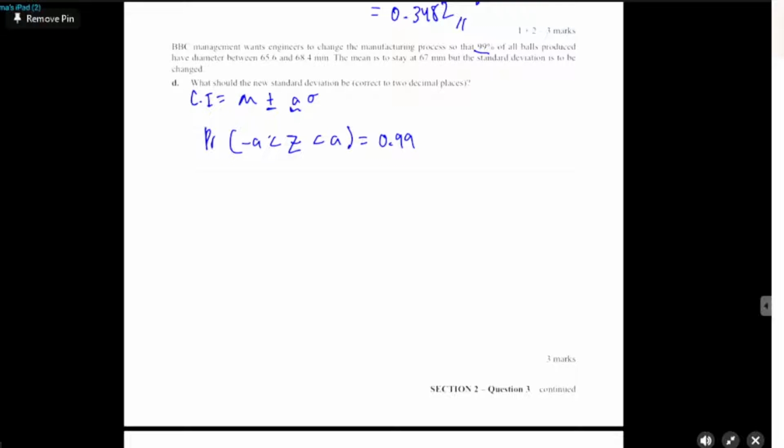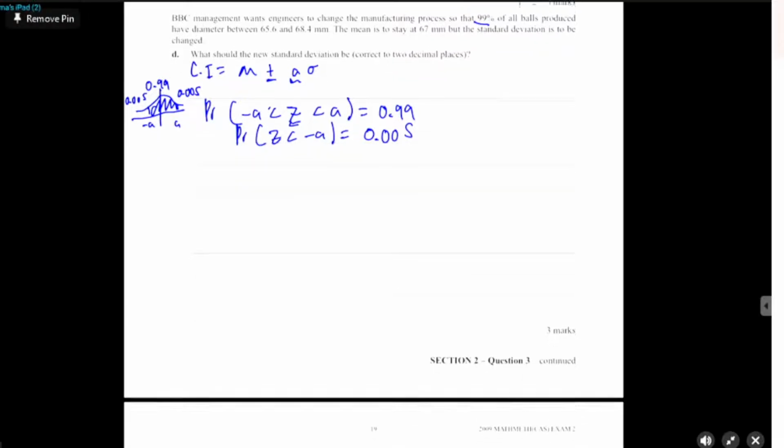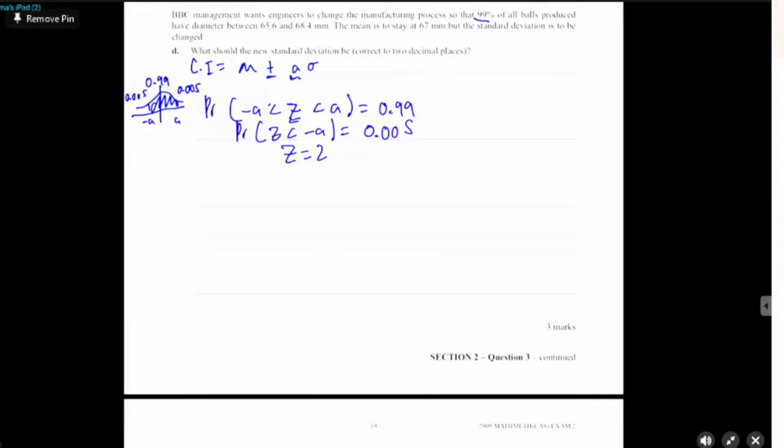And when you solve for that, the only way you can solve that on your CAS is you have to recognize that if you draw a graph, if this is negative A, and that's 0.99, then negative infinity to negative A will be 0.005. And this will also be 0.005. So then what you have to recognize is that probability z being less than negative A is equal to 0.005. And then when you use the inverse norm function on your CAS, you get z as 2.58.